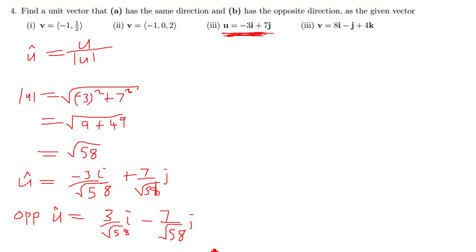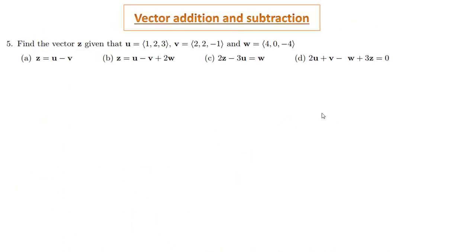Yeah, so this is how you simply solve all these other questions. Let's quickly move on to the next one. So here on this question, we're just being tested on the addition and subtraction of vectors. So they're saying find the vector z. The vector z is equal to u minus v.